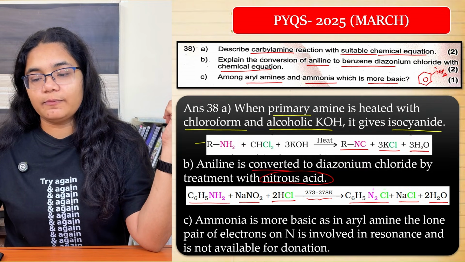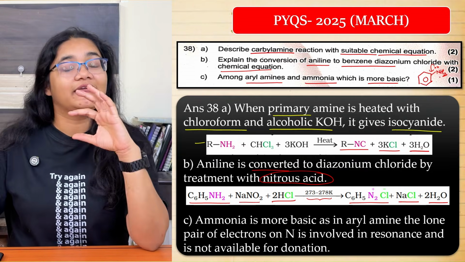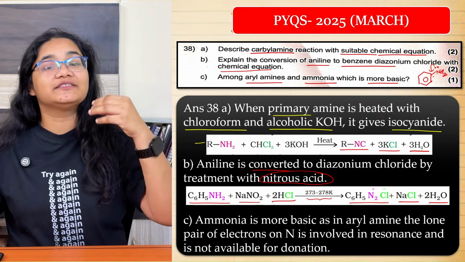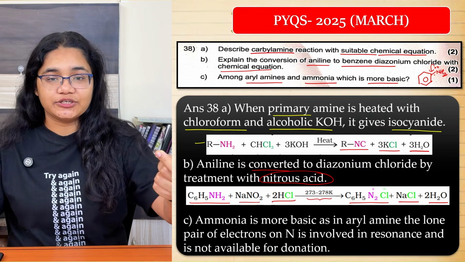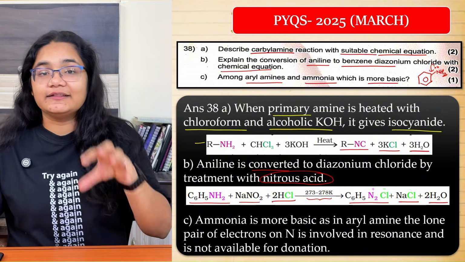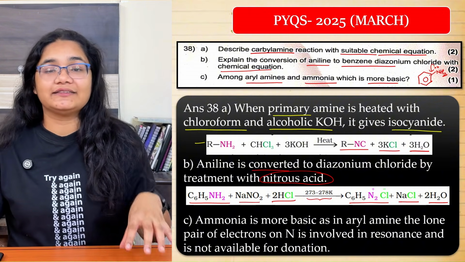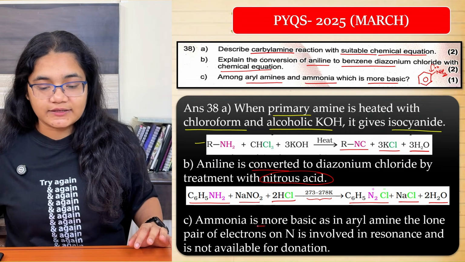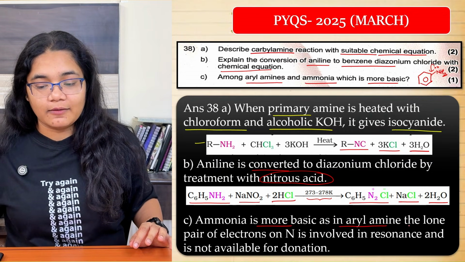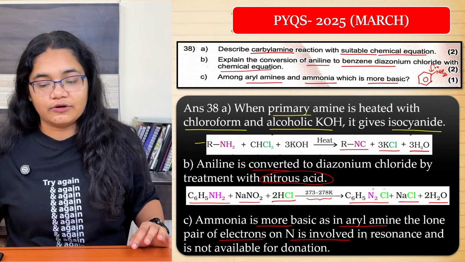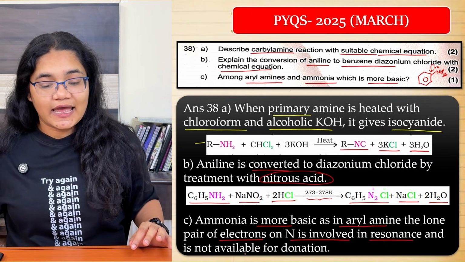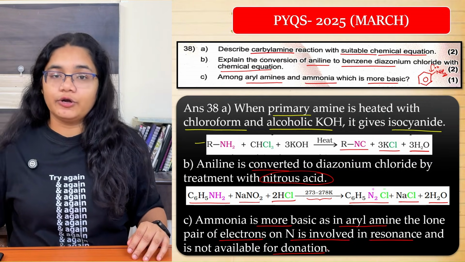Now the lone pair of electrons here is involved in resonance. The lone pair of electrons is not available for donation. It is involved in resonance in the ring. So that is why the basicity of aryl amines is less than ammonia. So ammonia is more basic, as in aryl amine the lone pair of electrons on nitrogen is involved in resonance and is not available for donation.